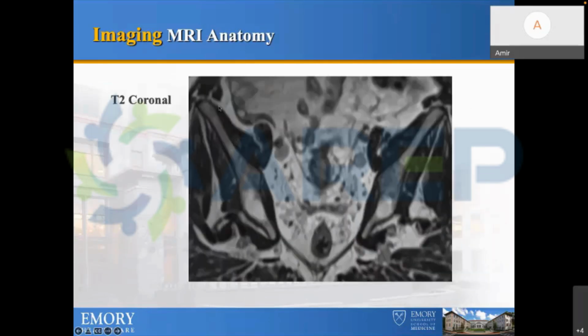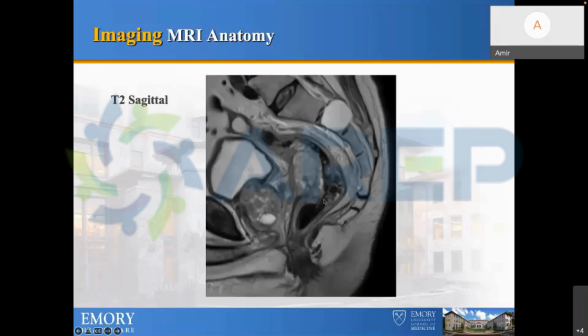Okay. Again, go back to the T2 coronal and the structure I just showed you. This is a peritoneal reflection, which is on T2 coronal plane. You can see it as a V-shaped structure again. And in a male, you're going to see this is in very close contact with the seminal vesicles. So you can see this appearance here.